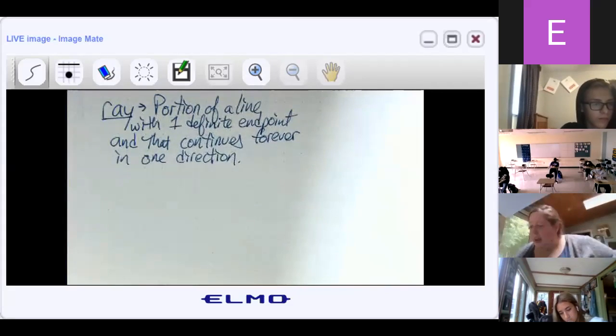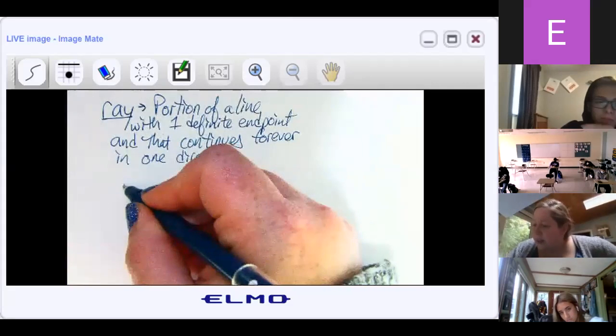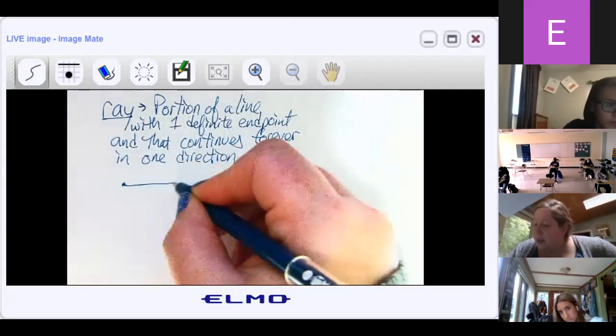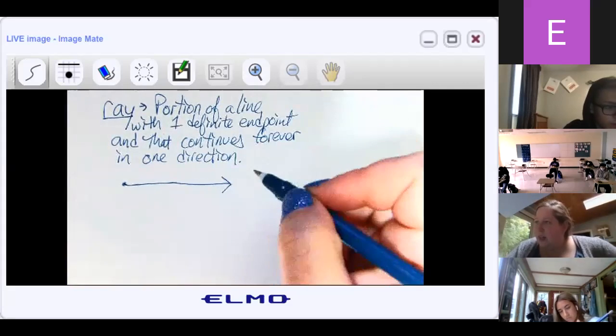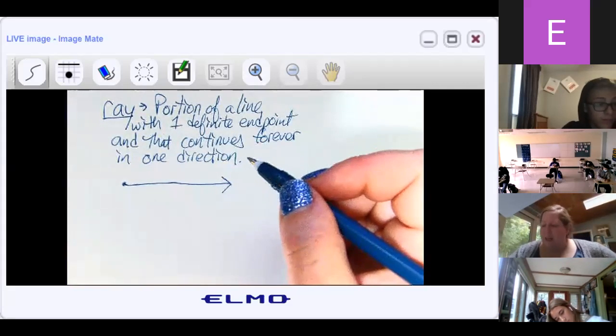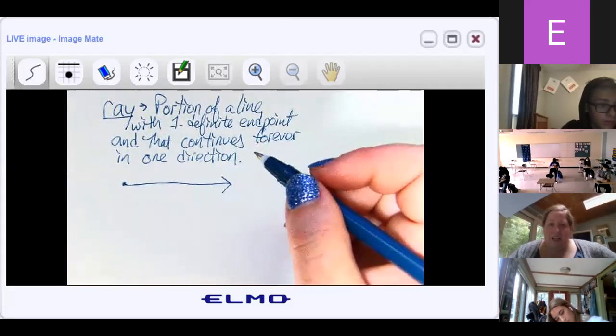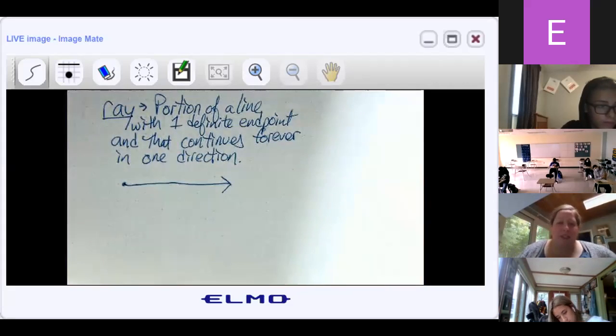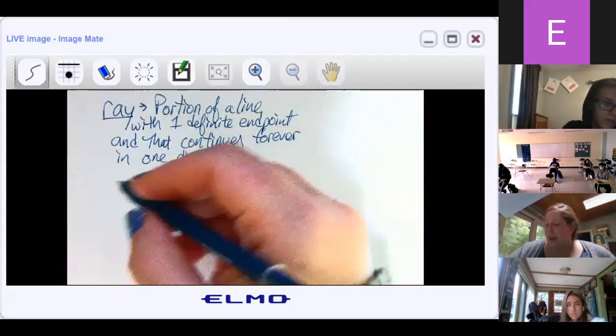So array is going to look like this. We have that one endpoint, and then one side's going to keep going forever. The naming convention for array, this is the first time that it's really particular. And for all the other ones, the order doesn't really matter. It matters a lot for array.